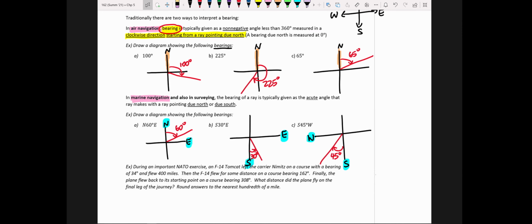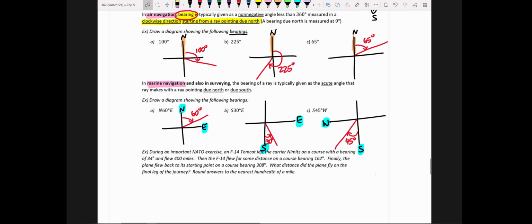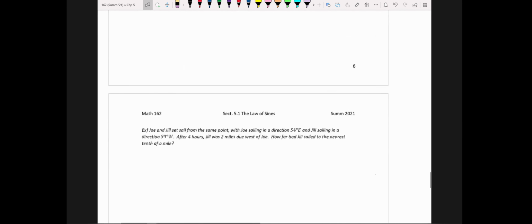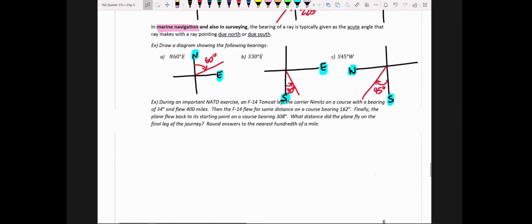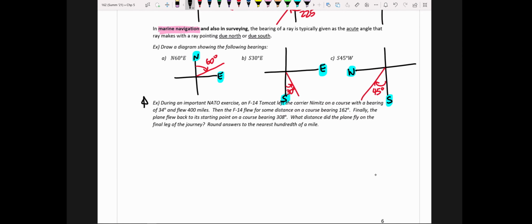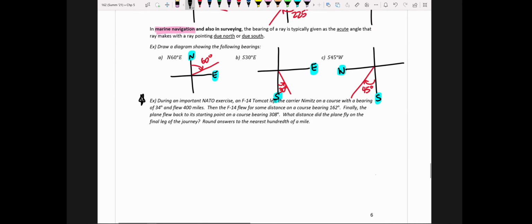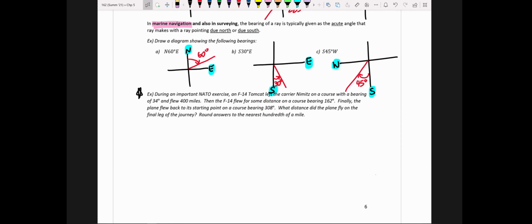Okay, so with the time we have remaining, we'll probably be able to get through one word problem and then we'll save these last two for our discussion next week. So let's start this word problem. For the word problems, the key is setting up the triangle. From there, I have confidence that we can solve the triangle.